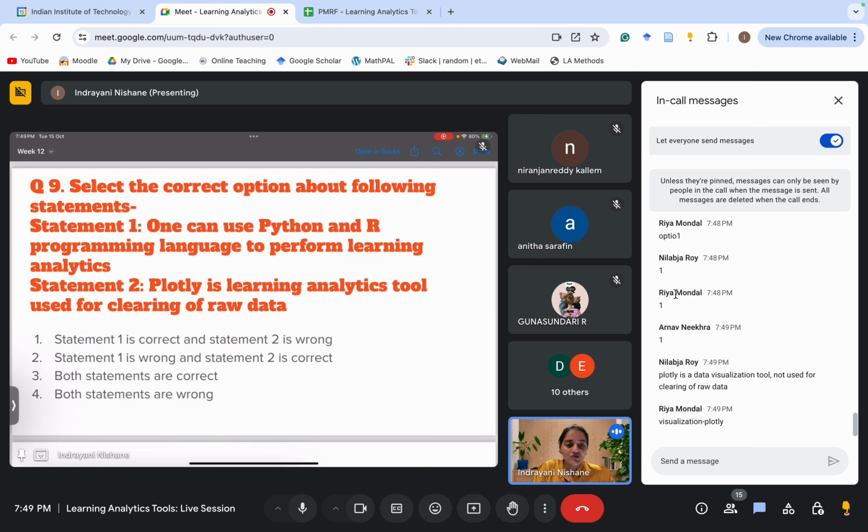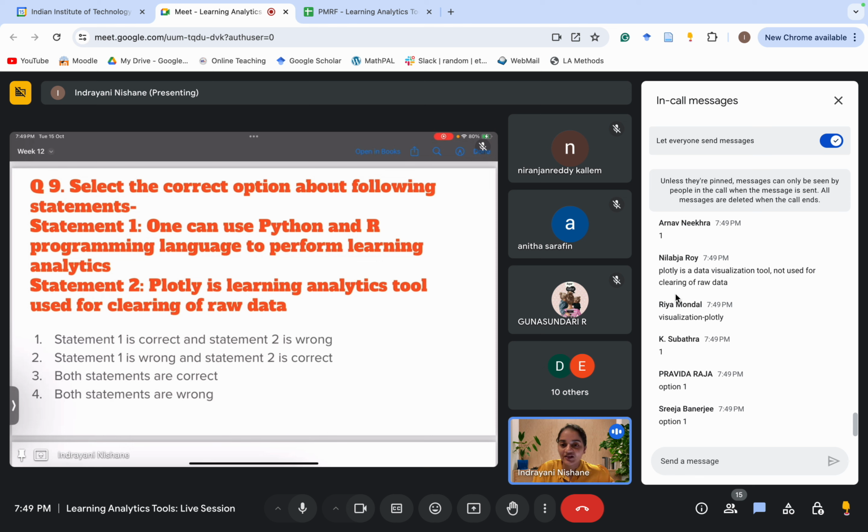Okay, I'm very happy to see the correct explanations about the statements. When I was saying Plotly is the tool, I was just giving an explanation about the statement. I didn't mean that statement 2 was right. Okay, let me just give clarification.